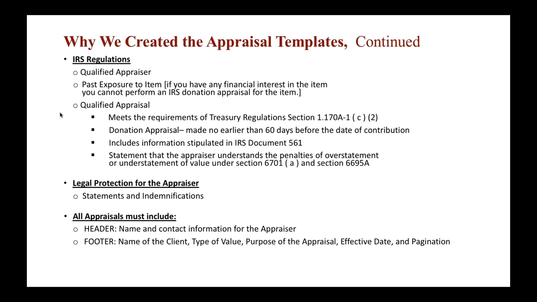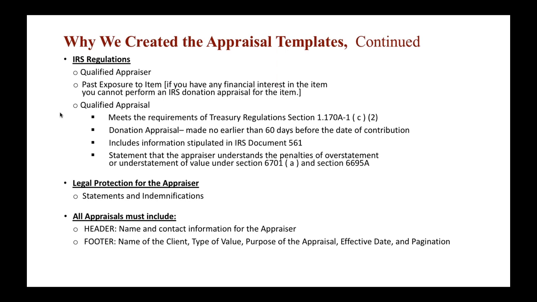Yeah, and past exposure to the item, if you've had any financial interest in the item, and this is for a donation appraisal, for an IRS donation appraisal. So if you sold this work to your client or had any financial interest in this work, then you cannot do a donation appraisal. So we've gone through a few of these. And of course, this statement, very important to include the statement that the appraiser understands the penalties of overstatement or understatement of value under Section 6701A.